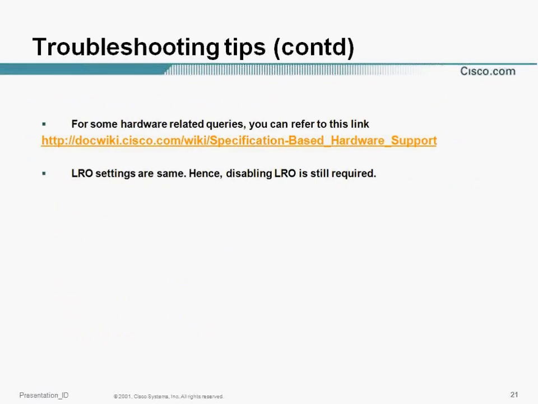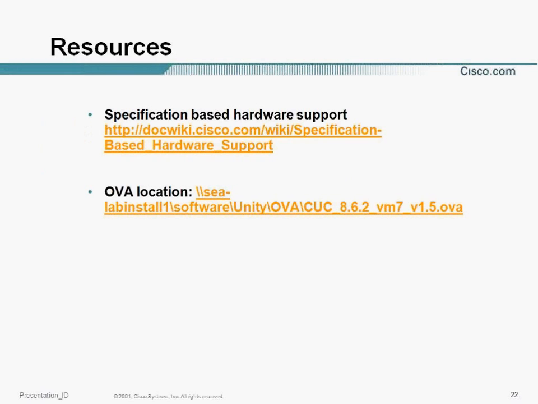Continuing to the next slide, here is also a wiki from where you can have answers to some of the other queries. Also, the LRO settings are seen, so disabling LRO is still required. Again, continuing to the resources, these are some of the links from where you can download the OVS till the time they are not published on the Cisco website.